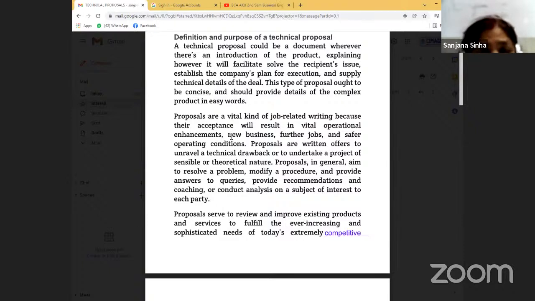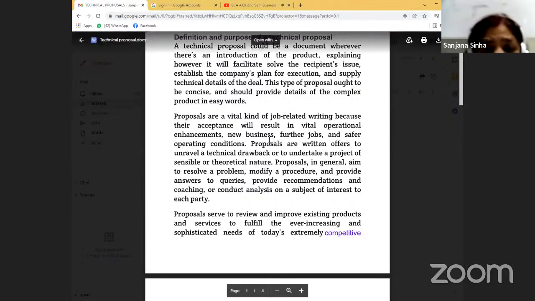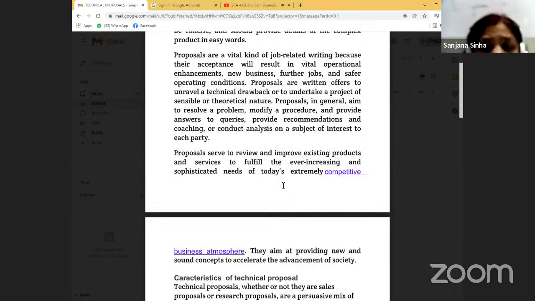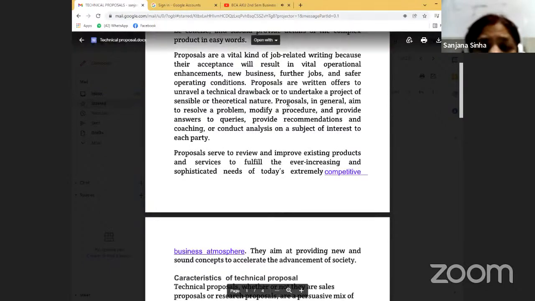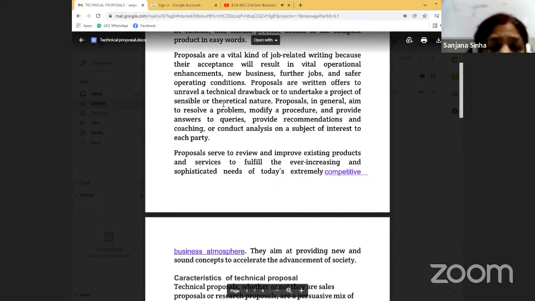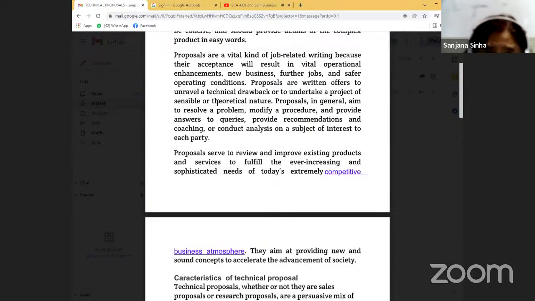Whether it is a new business or something which you want to start again, resume again for your further jobs and safer operation conditions. So proposals are written offers. In very simple words, proposals are documented written offers to unravel a technical drawback or to undertake a project of sensible or theoretical nature.